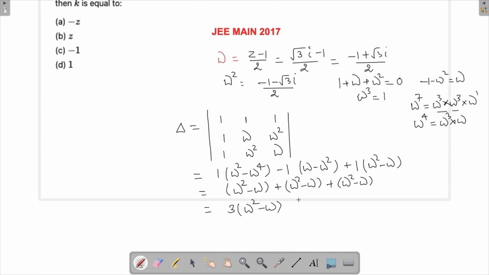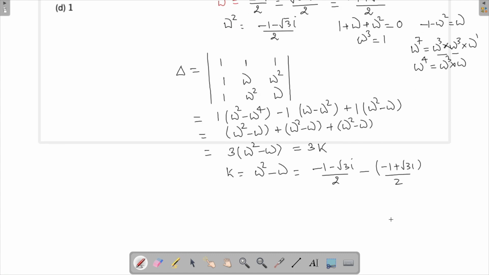So this is equal to 3k, right? So from here, what we get is k is omega square minus omega. We'll substitute whatever omega square is. So my omega square is minus 1 minus root 3i by 2, while my omega is minus 1 plus root 3i by 2, right? So as you can see here, we can just write it again. This will be minus 1 by 2 minus root 3i by 2, and this will be plus 1 by 2, and then minus root 3i by 2.